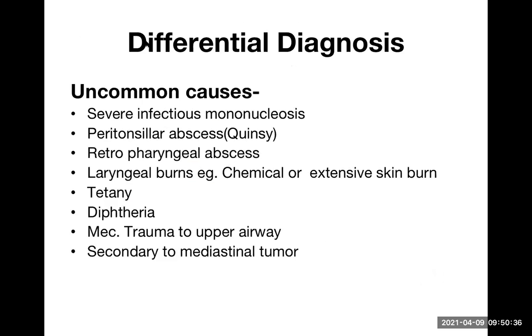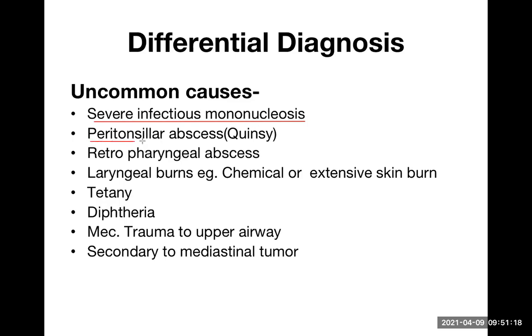Some of the uncommon causes, but nevertheless, we may come across these cases as well, which are associated with Stridor, are severe infectious mononucleosis. Now, what is the causative agent of infectious mononucleosis? Sir, is the Epstein-Barr virus? Epstein-Barr virus. Exactly. EBV is the causative agent here. It can occur in children. It is more common in the adolescent and adult, but it may occur in the children. Also known as Cushing's disease or glandular fever.